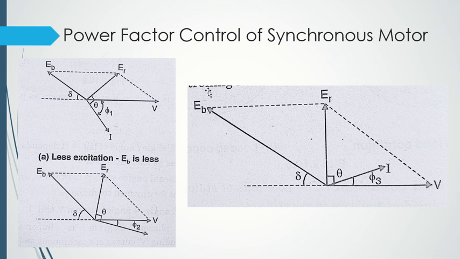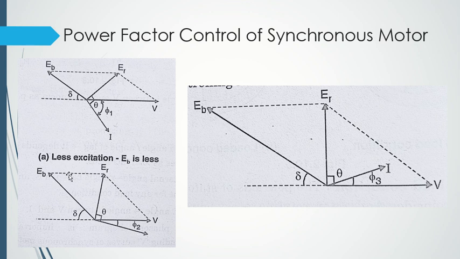Now if we increase the excitation even further, okay, what will happen? The EB will also increase further, right? But in this case, what will happen? See, initially we increased the EB this much, right? Where was I? Here. Again we increased EB, how much? This much. See, I came very close to V.